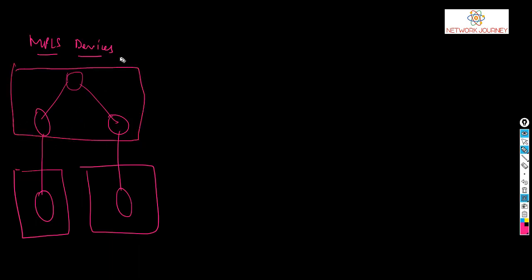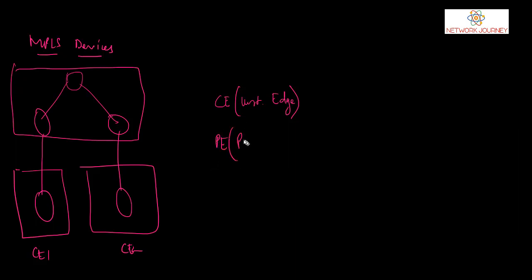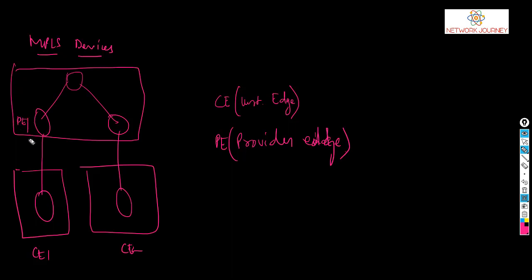Okay, we have customer edge, which we call as CE. So what are the customer end here? These are customer end. Okay. Similar way, we have something called as PE, provider end, or provider edge. We can call it as provider edge. So this becomes PE1 and this becomes PE2. Okay.